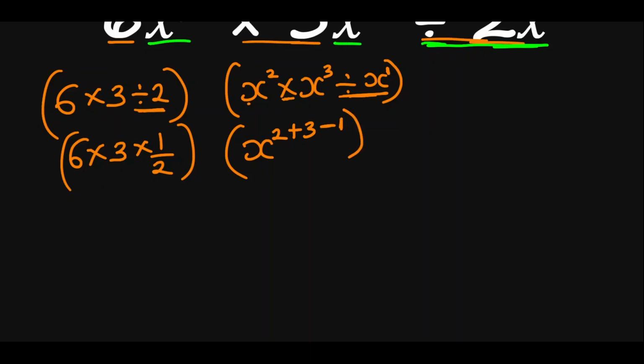So if we cancel this out, 2 we cancel 2, 2 we cancel 6 to give us 3. Then the final answer will be 3 times 3, which is 9. Then x, 2 plus 3 is 5. 5 minus 1 is 4. So this is x raised to the power 4. So the final answer is 9x raised to the power 4.